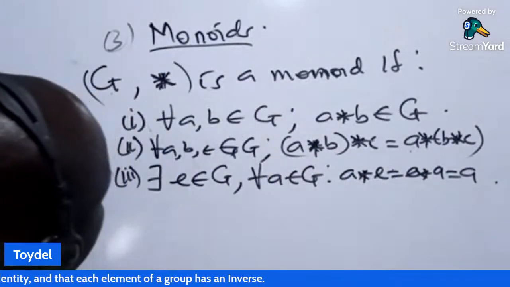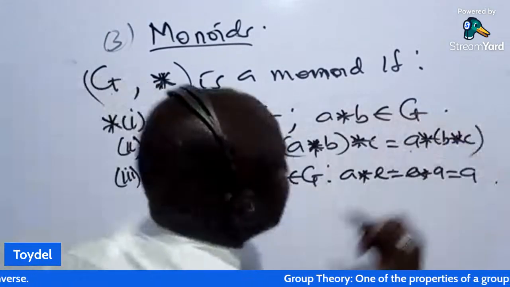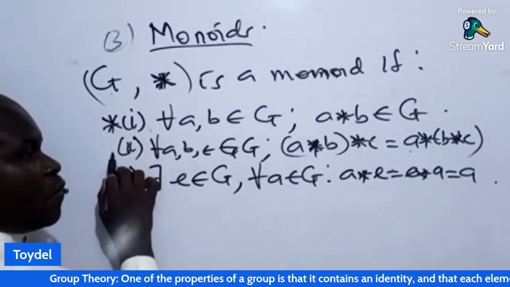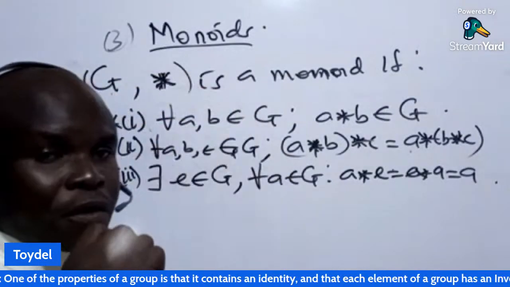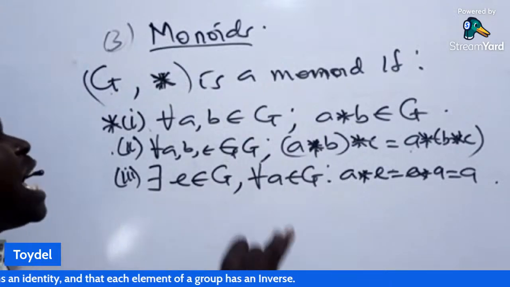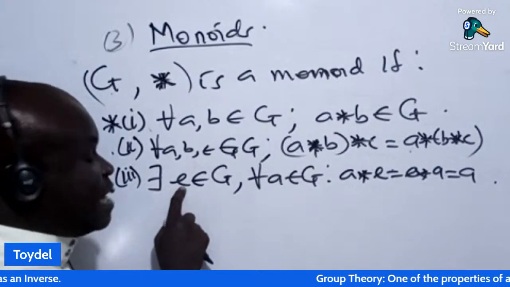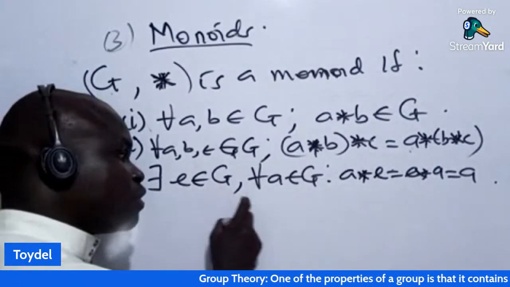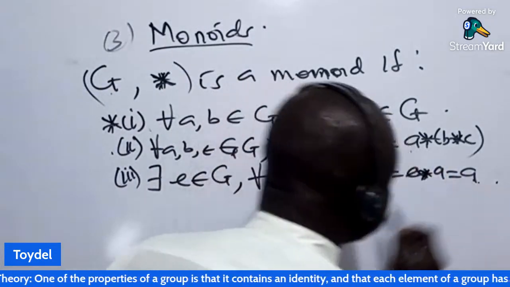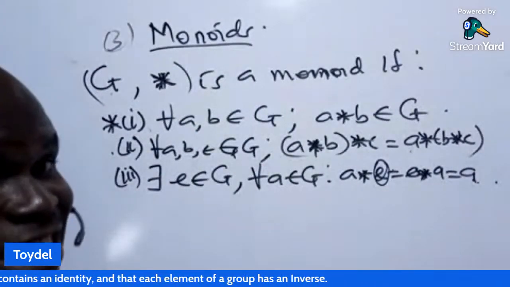In the case of a groupoid, it is only the closure property that we talk about. In the case of a semigroup, we talk about the closure property and the associative property. Now, in the case of a monoid, there are three properties that we check: closure, associativity, and the existence of an identity element. There exists E, the identity element that belongs to G, such that for all A that belongs to G, A asterisk E is equal to E asterisk A, and it must be A. So this E is a neutral element. It does not have an effect on the results. Another word for identity element is neutral element.